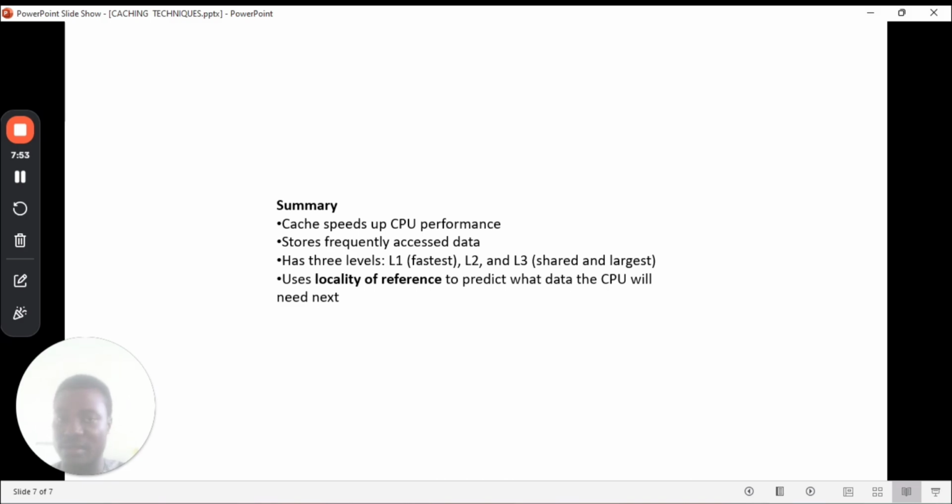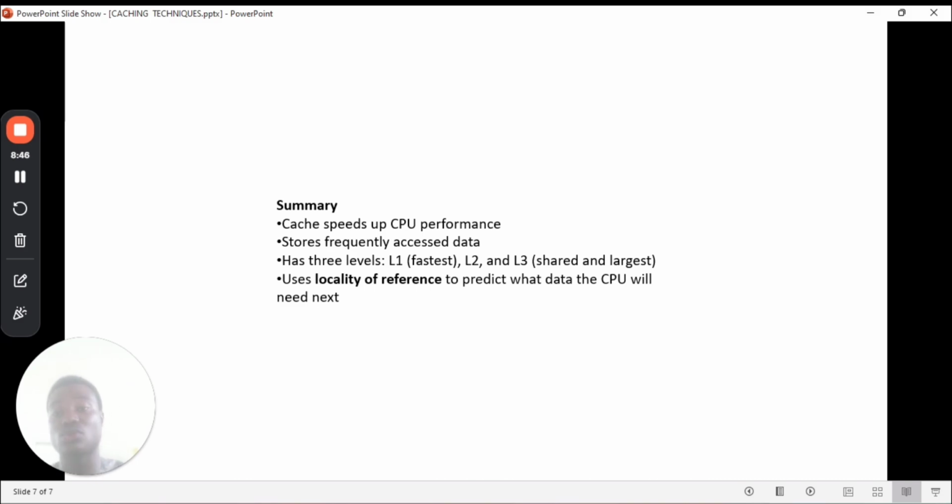It has three levels. The first level is very, very fast. The second and third levels are shared, and they are very large compared to the first level. The first level is very fast, but its size is small compared to the second and third. Also, it uses locality of reference to predict what data the CPU will need next.